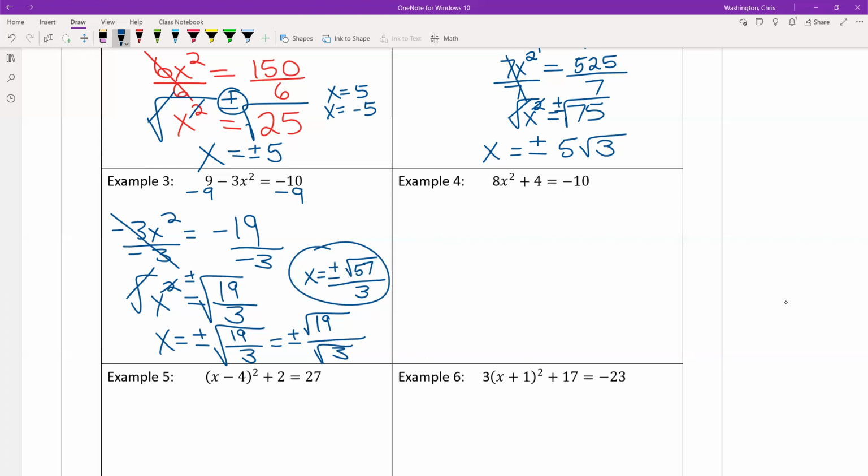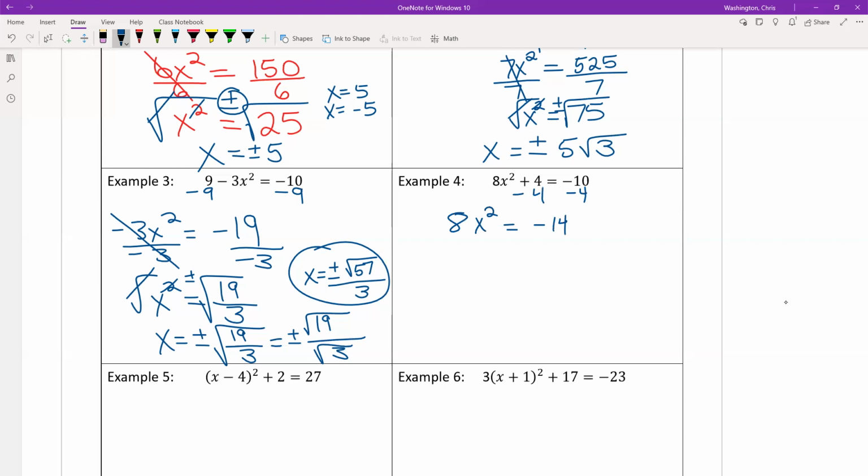All right, number 4. These are getting a little more difficult as we go. The process, again, is still the same, but the answers are getting a little more complicated. I'm doing the same stuff, but my answers just keep getting more and more complicated. We got a whole number, we got a square root, we got a square root and a fraction. What are we going to get this time?